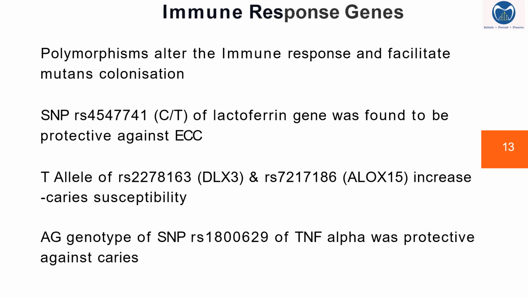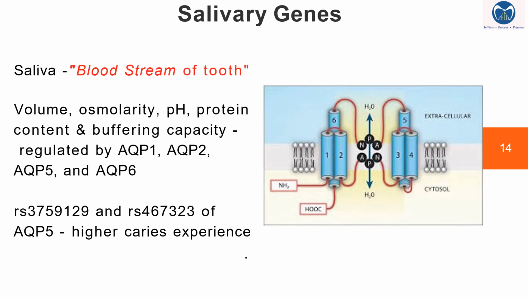Polymorphisms of the immune response genes alter the defense mechanisms and either facilitate or reduce the mutans colonization, thereby either predisposing or protecting against dental caries. We all know that saliva is referred to as the bloodstream of the tooth. The volume, the pH, the osmolarity, the protein content, the viscosity, and the buffering capacity of saliva are all regulated by a group of genes referred to as aquaporins. And genetic variations in these aquaporins have resulted in an increased viscosity of saliva, thus increasing the caries experience.